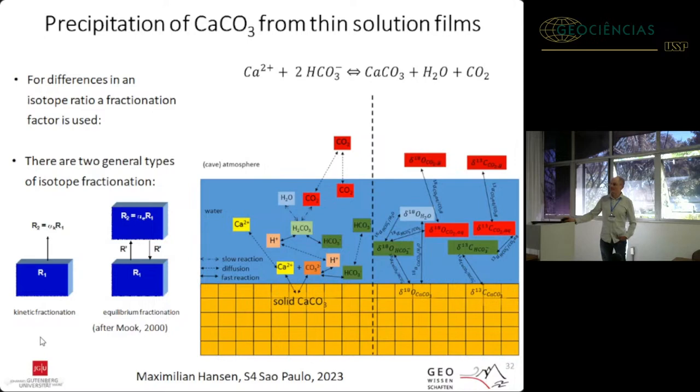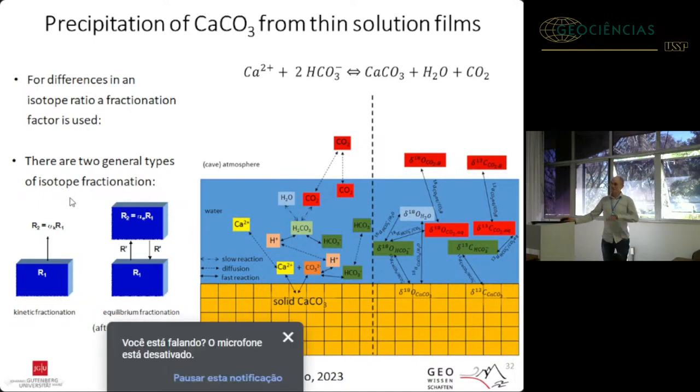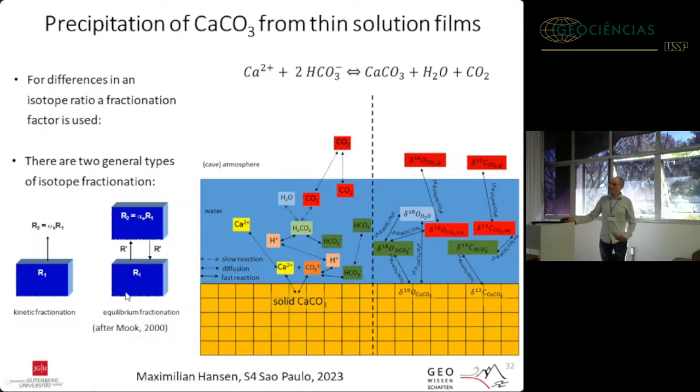Maybe you are familiar with that. There's the kinetic isotope fractionation, and there's the equilibrium isotope fractionation. The kinetic one would be the removal of one type of isotope, or the preferred removal of one type of isotope, and then it's basically gone, so the flux out of the system. The equilibrium fractionation would be a flux between two different phases, where the flux out of the system and into the system is basically equal. So that would be the equilibrium state.